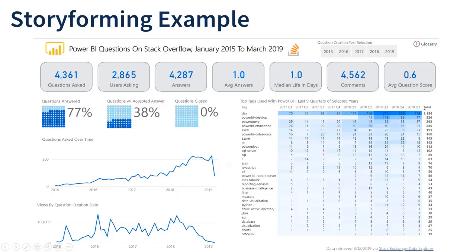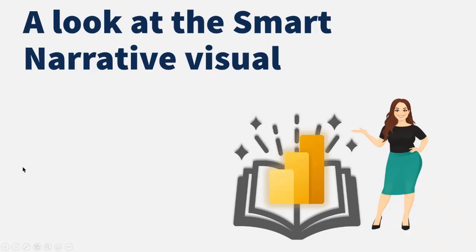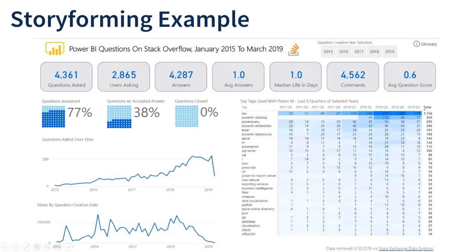So the report recognizes a logical order. First, I tell you that we're looking at Power BI questions on Stack Overflow, and that there are 4,361 questions asked. Then there's 2,800 different users asking those questions, and people are getting about 4,300 answers total. So that's about one answer per question.